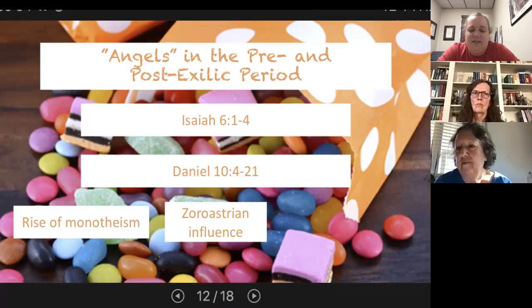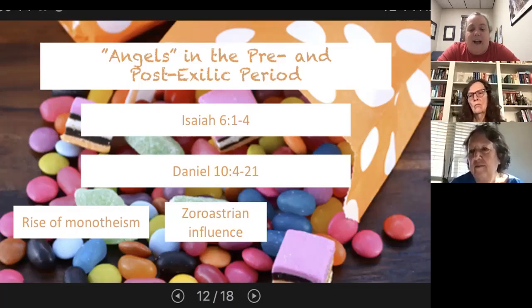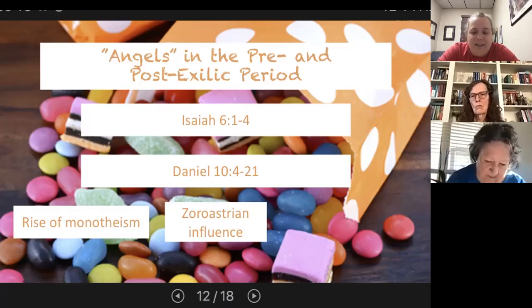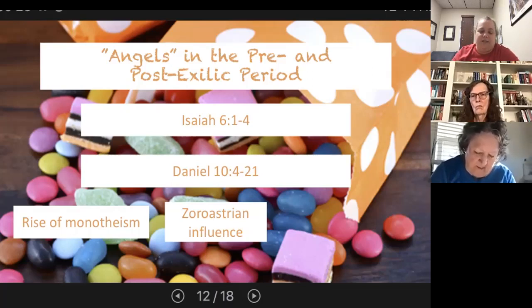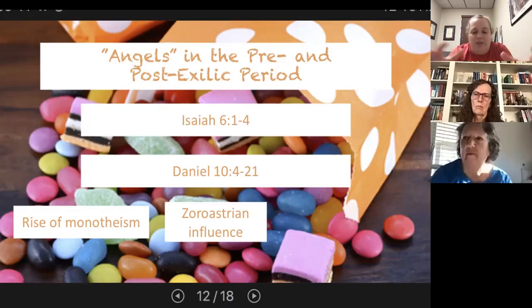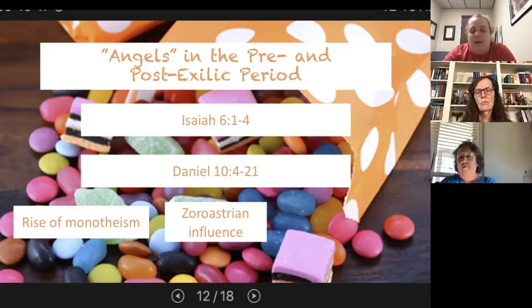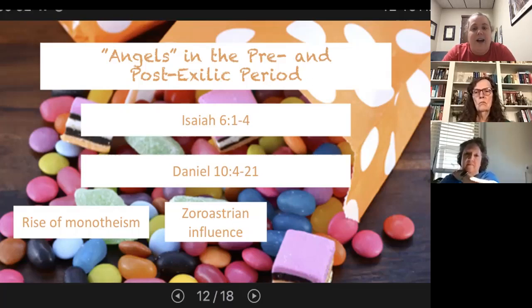starts to influence Judaism and their concept of God and their concept of kind of the supernatural world. And in Zoroastrianism, there are lots and lots of different evil and good spirits. And so this sense of the world as a battleground between the forces of good and the forces of evil, between the beings of light and the beings of darkness, that concept starts to influence Judaism. And so this spiritual warfare, the supernatural battle among different types of supernatural beings, starts to develop in their thinking and their theology and their writing.